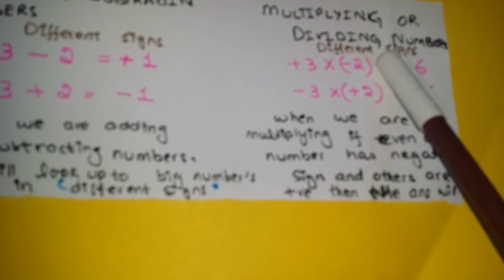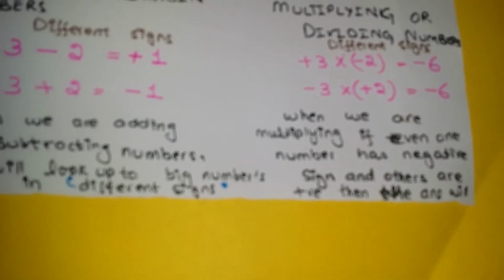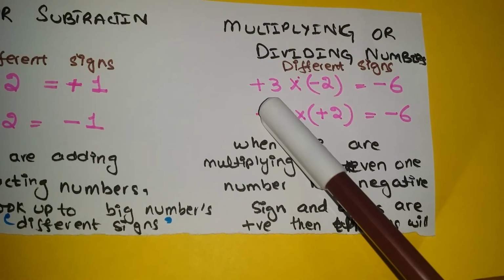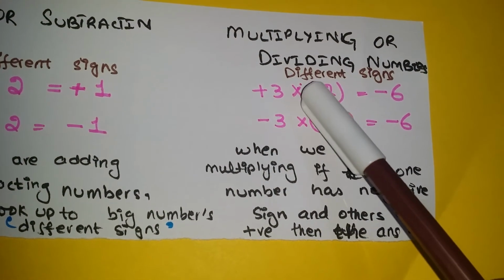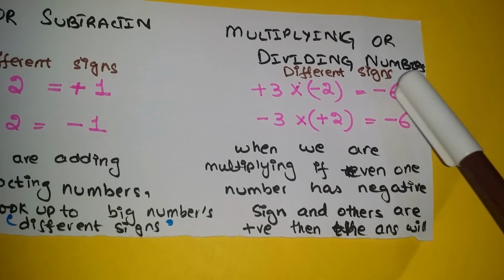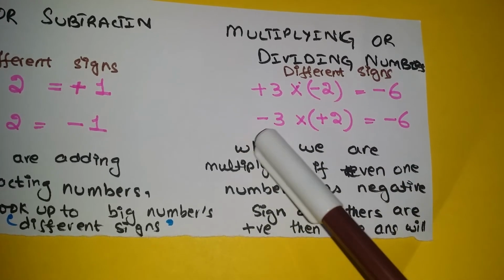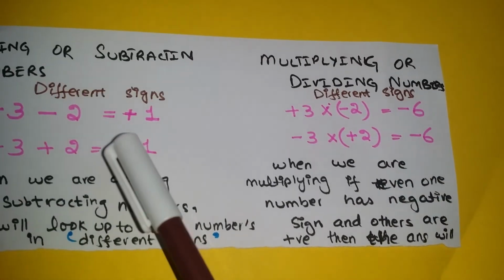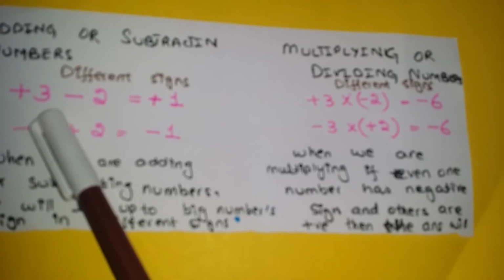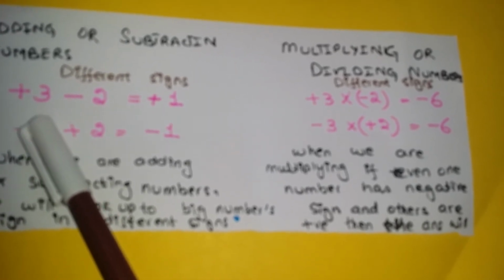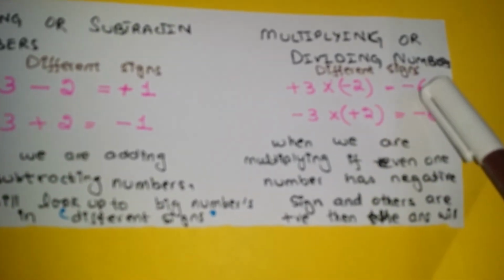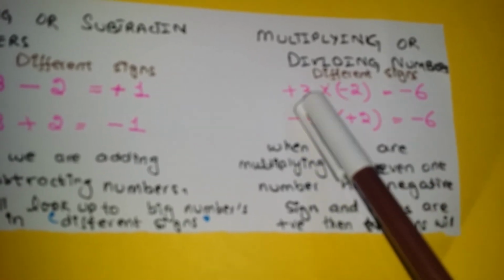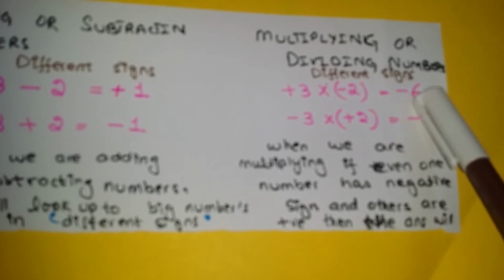Now we have multiplying or dividing numbers, different signs. If plus 3 is multiplied with minus 2, the answer will be minus 6. If minus 3 is multiplied with plus 2, the answer will be minus 6. So look at the difference. Here we looked at bigger numbers, but here we are not looking at bigger numbers. If one is negative, the answer will be negative. Okay?